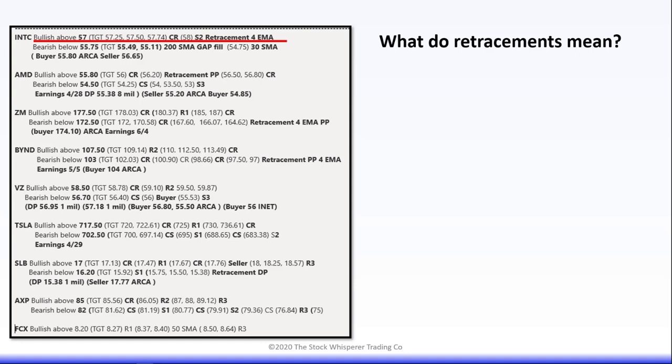You guys remember Intel's earnings came out? I'll show you a picture of that in a moment. They gapped it down, right? So we were trading it all the way back up again to S2 and a retracement to the 4 EMA. A retracement is usually a trade that is going against the trend, which is not a great thing to do, but when there's a lot of room on gappers, those are great day trades. I wouldn't swing it, but they're great day trades. It means it's a short-term trade back to support or resistance.